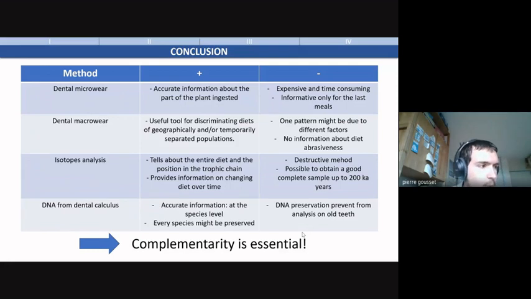While dental wear provides more precise information on the part of plants ingested, isotopes describe more widely the hominin diets, and DNA extraction from dental calculus provides a more precise taxonomic level. But molecular analyses suffer from a limited period of application, which is less true for dental wear methods. As all these methods furnish different information on hominin diets and suffer from their own limits, a complementary use is required. Thank you for your attention.